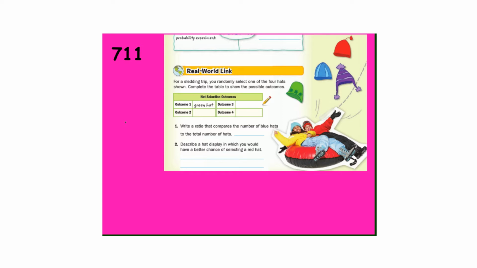Number 2, describe a hat display in which you would have a better chance of selecting a red hat. So you can pause and write that down. I might write down 2 red hats and a blue hat. Maybe you could write down 2 red hats and 1 blue, 1 purple, 1 green hat. Something like that. Those would be possible answers.